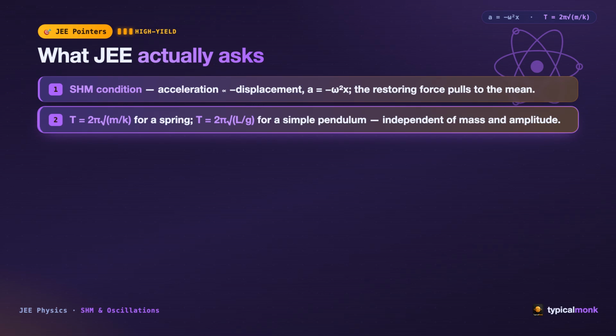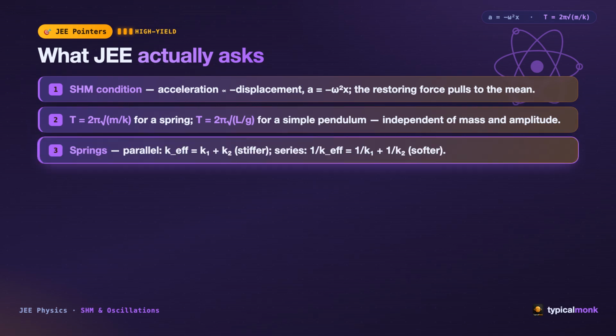T equals 2 pi root m over k for a spring and 2 pi root l over g for a simple pendulum, both independent of the mass and the amplitude. 3. Springs in parallel. The effective k is k1 plus k2. Stiffer. In series, 1 over the effective k is 1 over k1 plus 1 over k2.